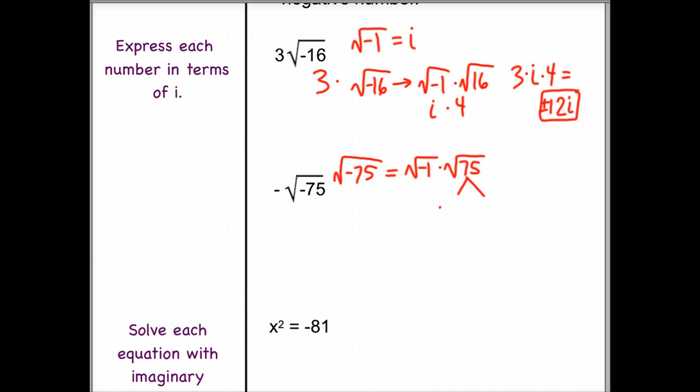So we have the square root of 75 is the same thing as the square root of 25 times the square root of 3. And we know that the square root of 25 is 5. So now if we put all the pieces we know together, and this is i again, the square root of negative 1, we can say that we have i times 5 times the square root of 3, and remember this is all plus or minus. And then we have a negative out in front. So combining those all together, we have the opposite of 5i times the square root of 3.